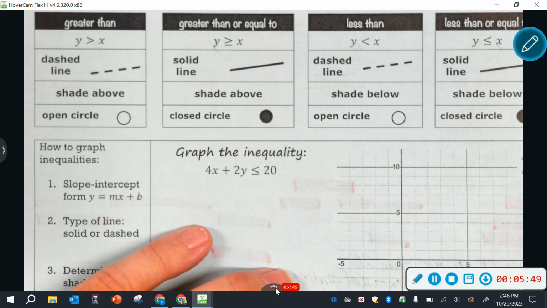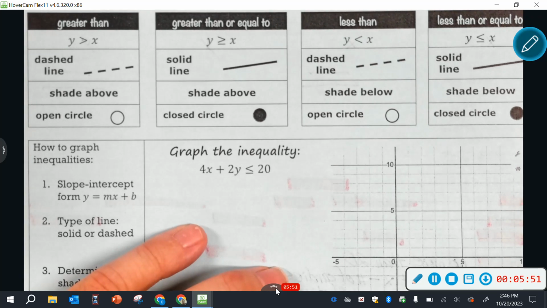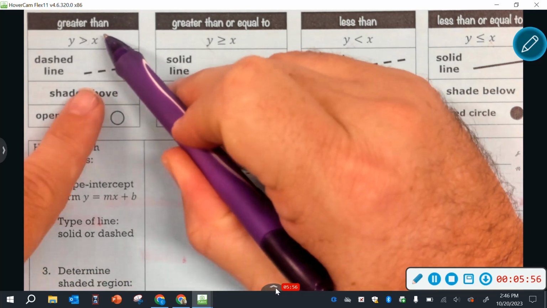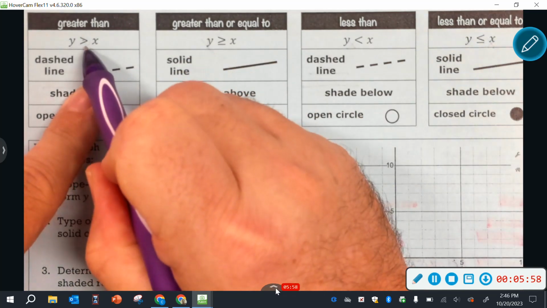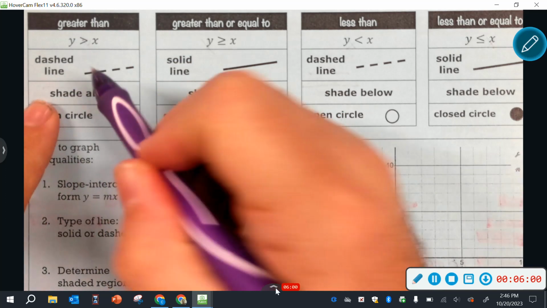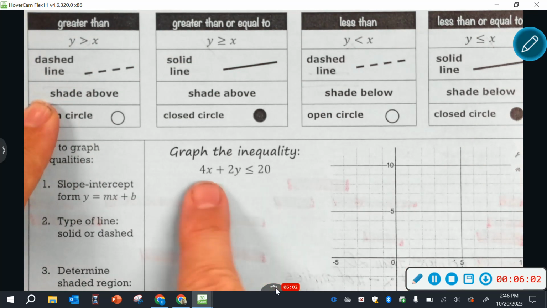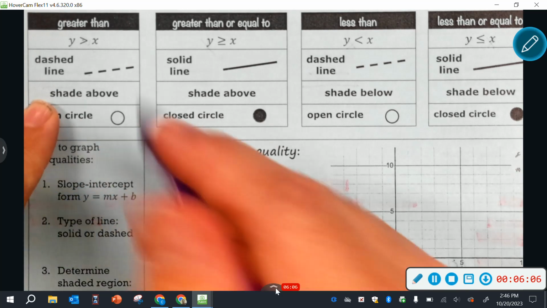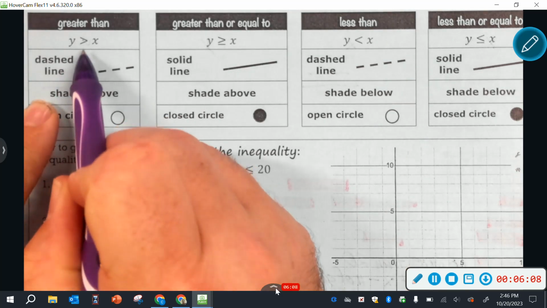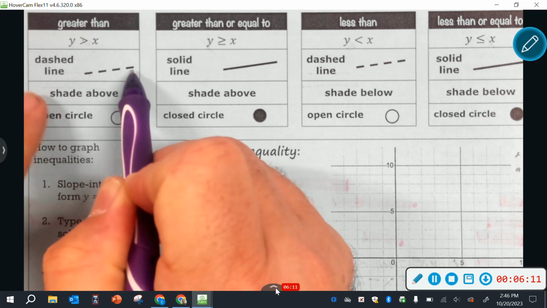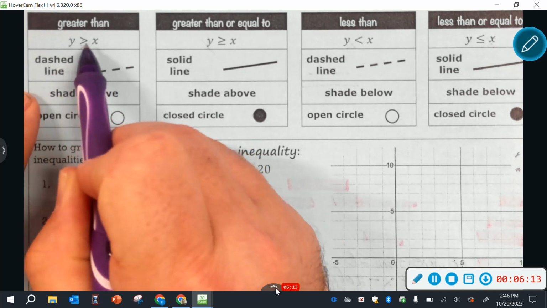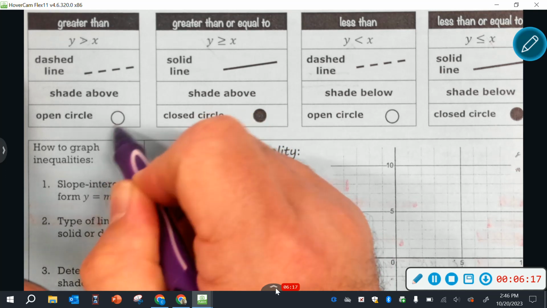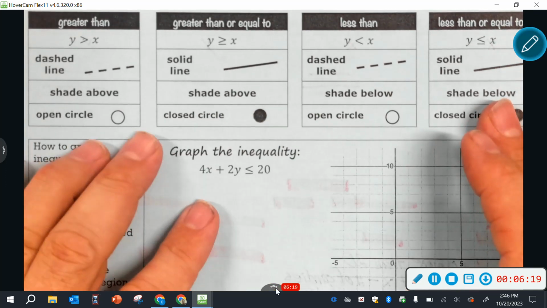Alright, so again, we have these inequality signs. So this is all about inequalities. We have greater than, so Y greater than X. Now notice when we just have the greater than, when we make our graph, we're going to end up graphing this inequality that's in standard form. We're going to graph it over here. So when we just have the greater than, no equal to, it's a dashed line. Y greater than X, so we'll shade above. And then if it's on the number line, it'll be an open circle.